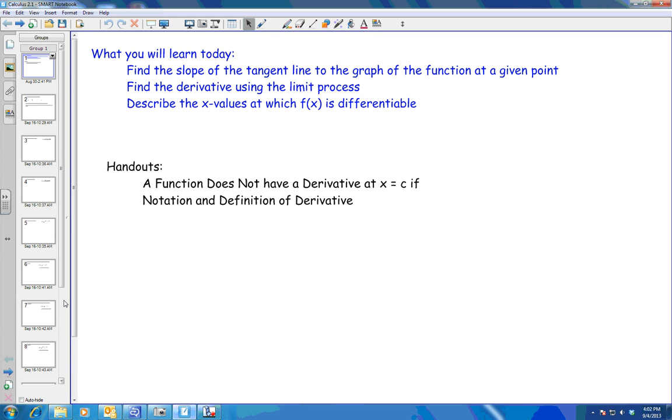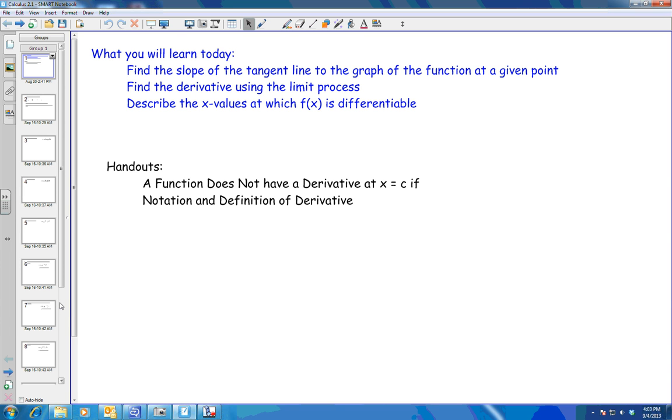Okay, this is section 2.1, and we're going to learn how to find the slope of the tangent line to a graph at a given point. We're going to find the derivative using the limit process, and we're going to describe the x values at which something is differentiable. And we're going to talk about what all those words mean.